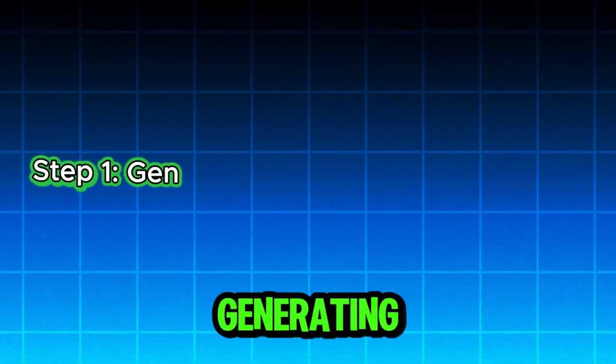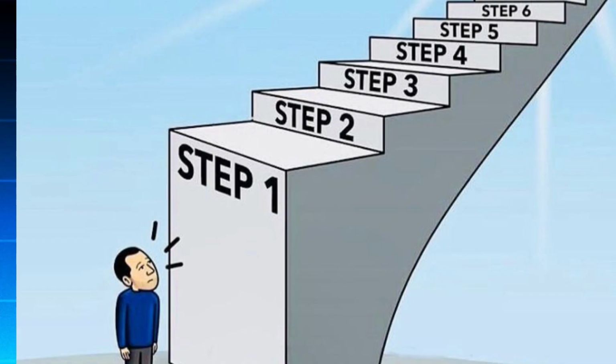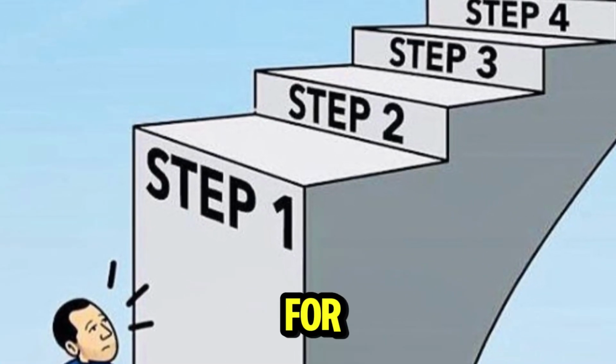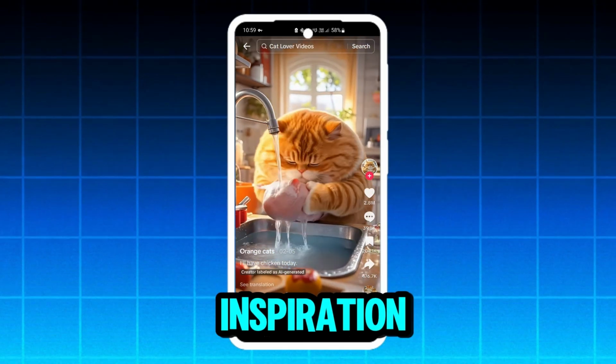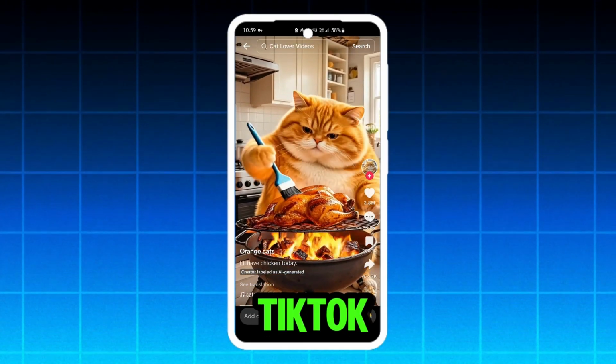Step 1. Generating a prompt from an image. The first step is to generate a prompt for AI image generation. How do we do this? We take inspiration from a viral orange cat video on TikTok.